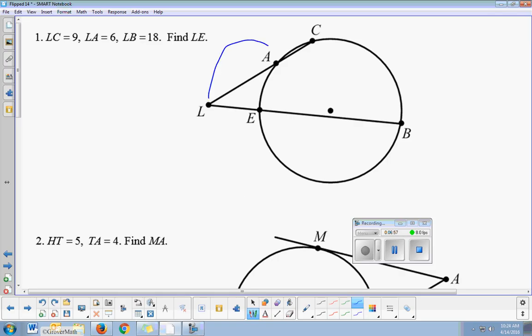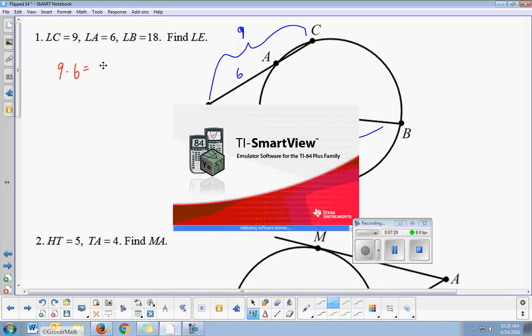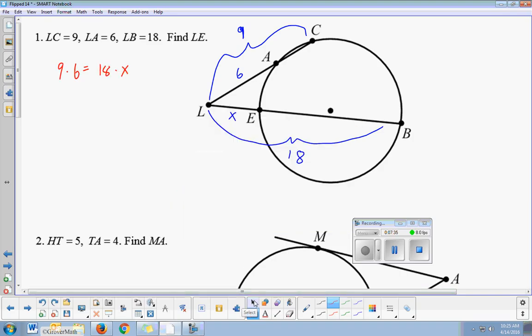LC, the whole secant. Let me draw a better bracket there. The whole thing, ALC, is 9. And its outside piece is 6. Well, the whole thing of LB is 18. What is its outside segment? LE, excuse me. So, you could have your calculator to do some of the math for you, but what this is going to be is whole times outside, so that's 9 times 6 equals the whole 18 times the outside is 18 times x. Whole times outside, 9 times 6, 18 times x.